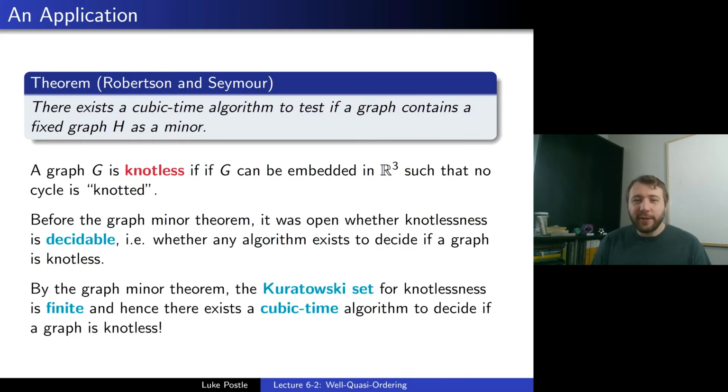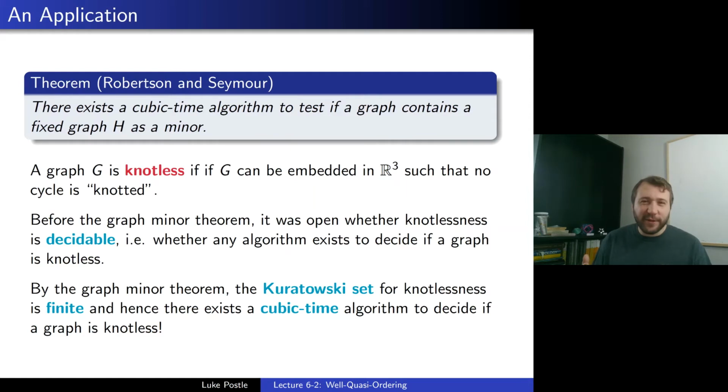However, now by the graph minor theorem, because knotlessness is a minor closed property, there must exist a finite Kuratowski set for it. We don't have any idea what the set is. I mean, we have some 20 plus graphs maybe that are minor minimal knotless that we know of, but there could be many more. But we know it's finite. And so therefore, in a theoretical way, since we know it's finite, and we know Robertson-Seymour's theorem above that you can test a fixed graph as a minor, this implies that there exists a cubic time algorithm to decide if a graph is knotless.